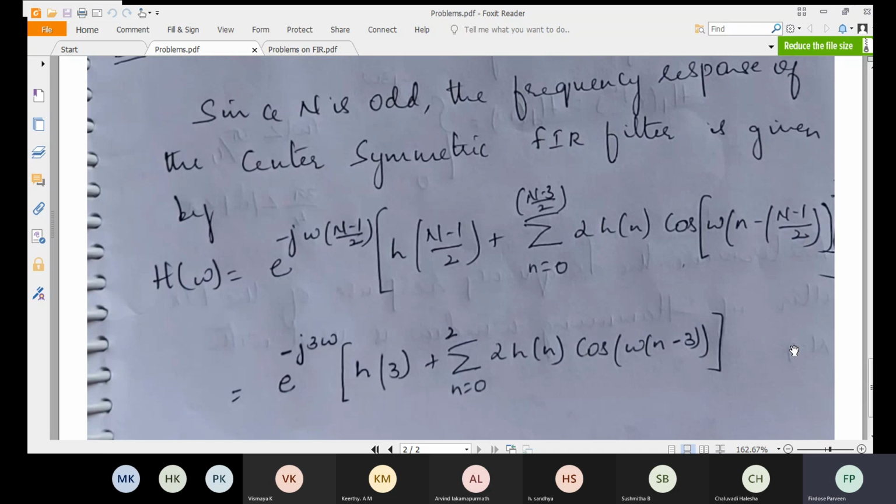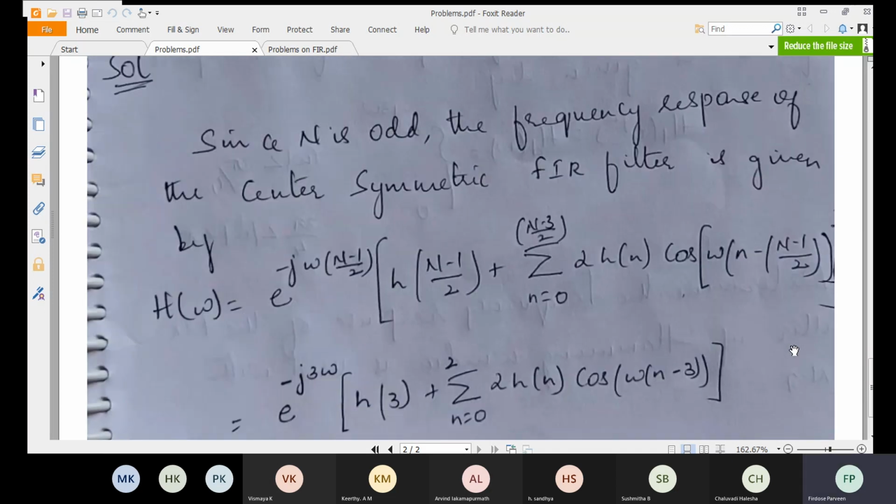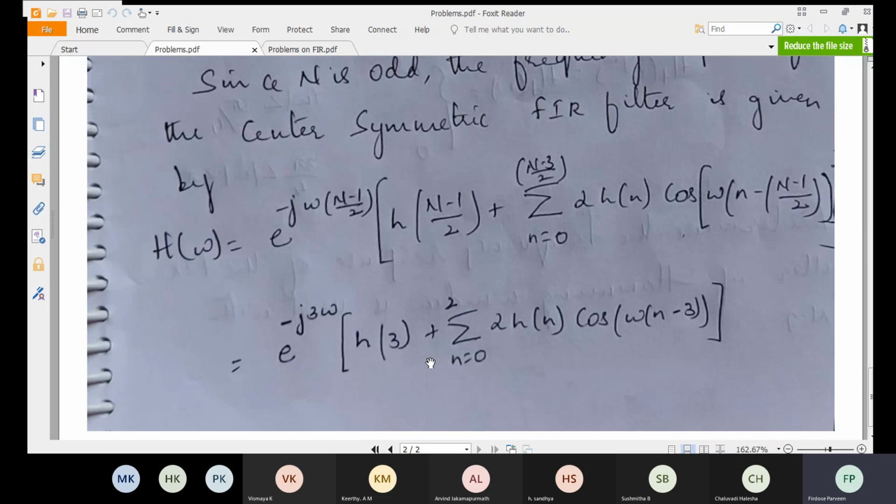So you write down the given problem and compare it. When you compare, h of n minus 1 by 2 will be h of 3. So e to the power of minus j3 omega h of 3 plus summation n is equal to 0 to 7 minus 3 by 2, it is again 2, of 2 h of n cos of omega n minus 3. You elaborate this one and compare it with the problem. You substitute for n and write this equation. After writing this equation, you expand it. After expanding, you compare it with the question they have given.